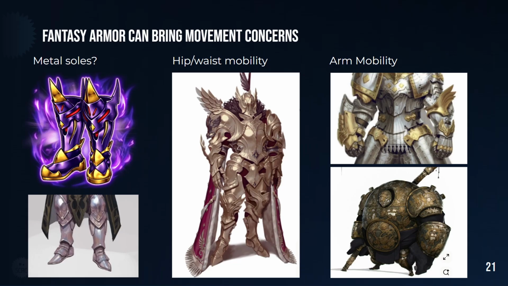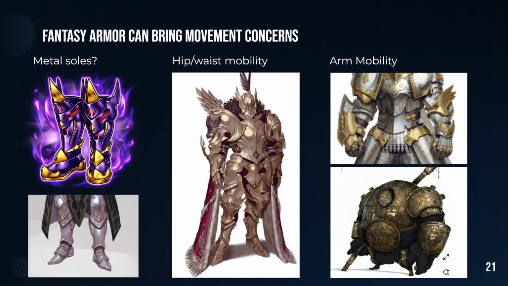Also, please no metal soles. I don't see it that much, but every time I see it, I get a little bit of psychic damage, because that's never going to bend. Please don't do metal soles. And again, keep in mind, just think about what it's going to need to do.